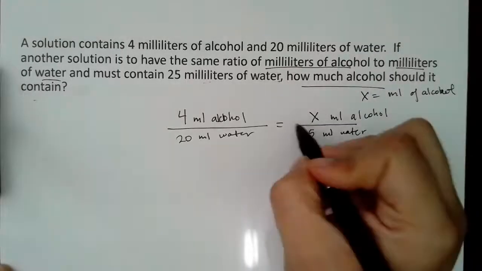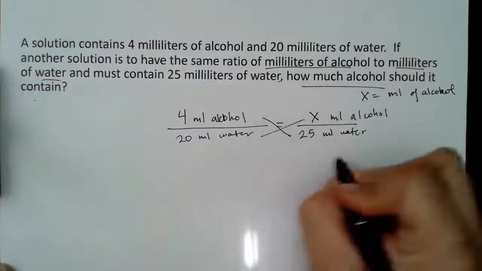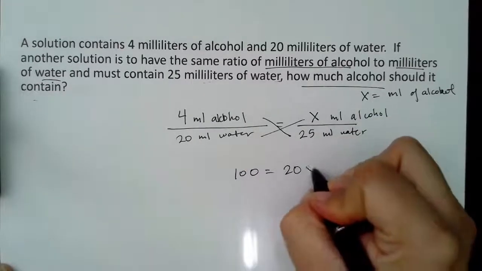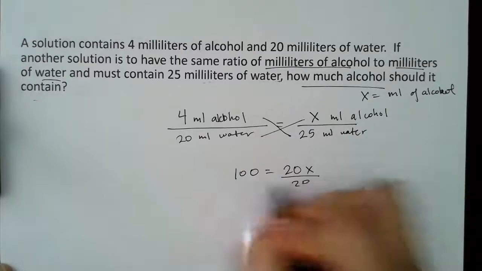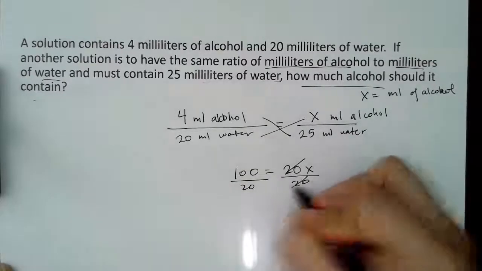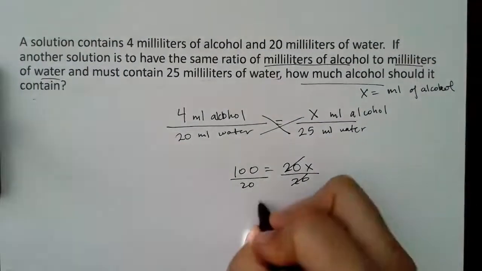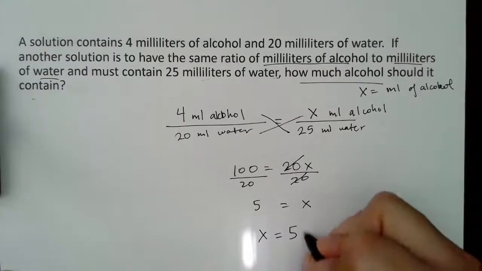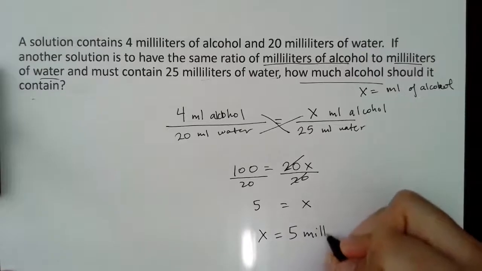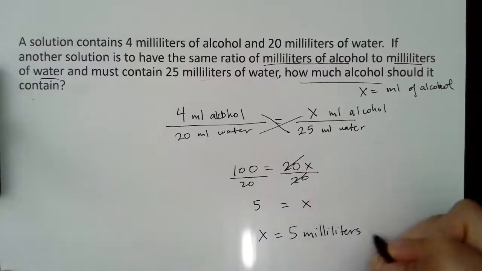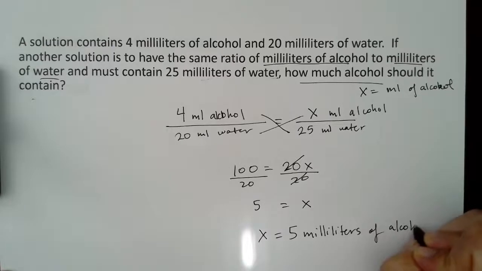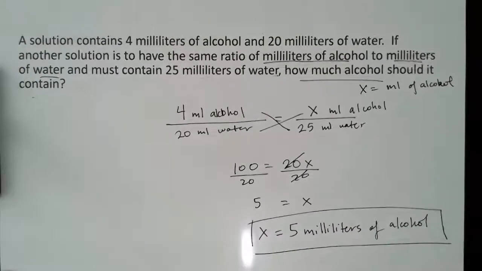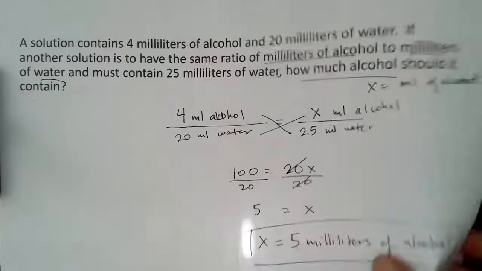So we go ahead and we cross multiply, we get 4 times 25, which is 100, equals 20 times x, which is 20x. Then solving for x, we simply divide both sides by 20. We get 5. x is equal to 5 what? Mils alcohol, milliliters of alcohol. And that is that, my friends.